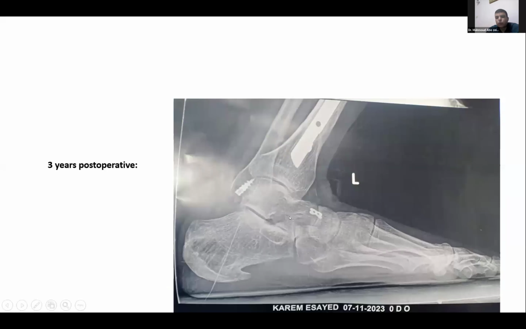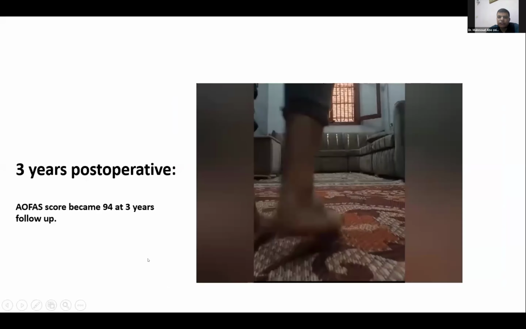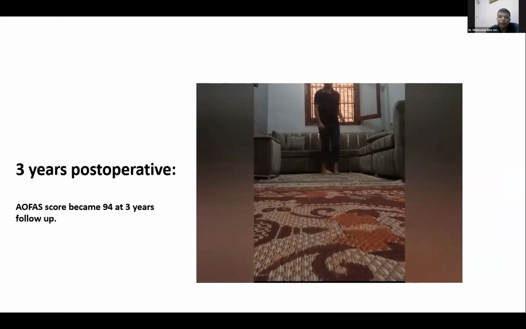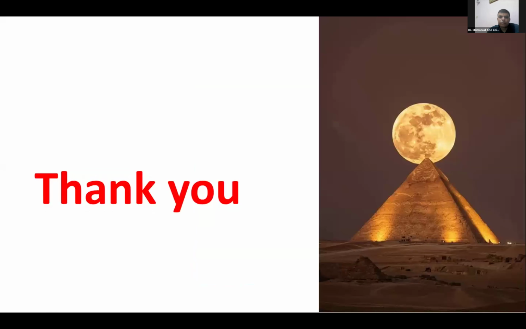And this is 3 years post-operatively. This is 3 years after the subtalar instability reconstruction for the interosseous calcaneal ligament and repair of the calcaneofibular ligament. This is the maintenance of the congruity and realignment of subtalar displacement with no anterior displacement after 3 years. And this is the patient after 3 years. In this 3 years post-operative period, the American Orthopaedic Foot and Ankle Society score became 94. Thank you very much.